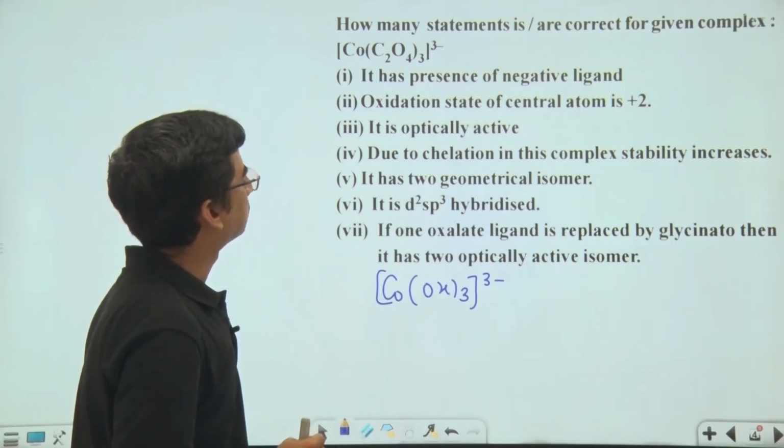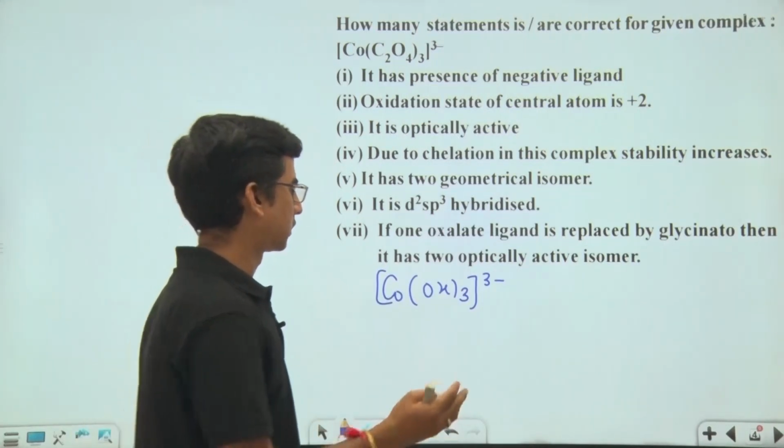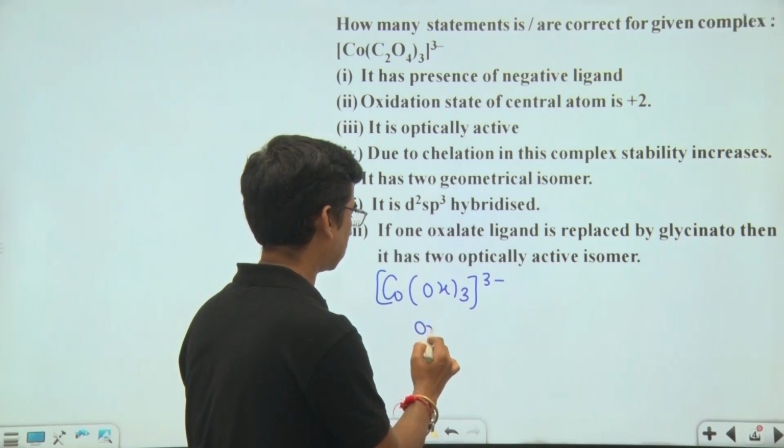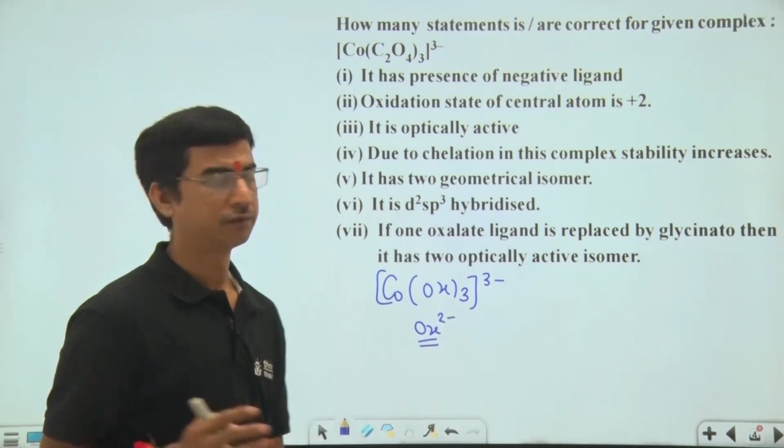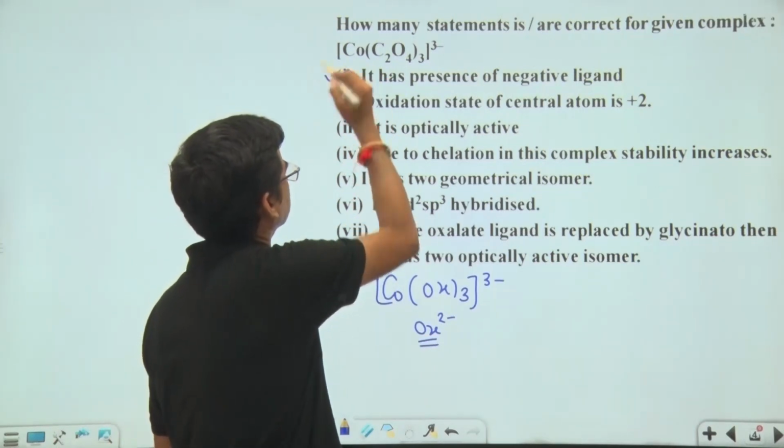First is, it has presence of negative ligand. Yes, it is correct because oxalate has minus 2 charge, so it will be a negative ligand. Means option number 1 is correct.